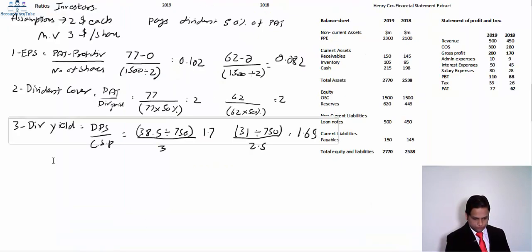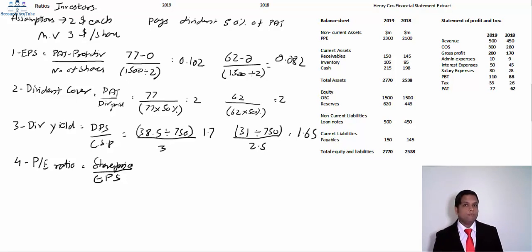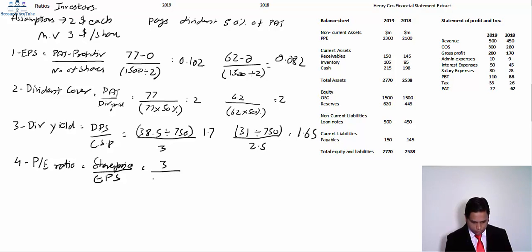Let's compute that. Now we have our PE ratio. It is share price over EPS. EPS stands for earnings per share. We have already computed that. This was our first ratio of the investors ratio category. Share price we already know is 3, and we have computed the EPS, which was 0.102. Let's compute that.